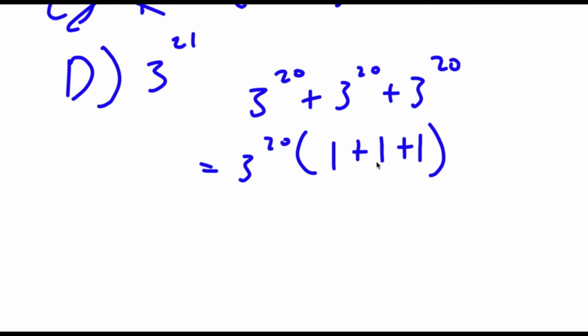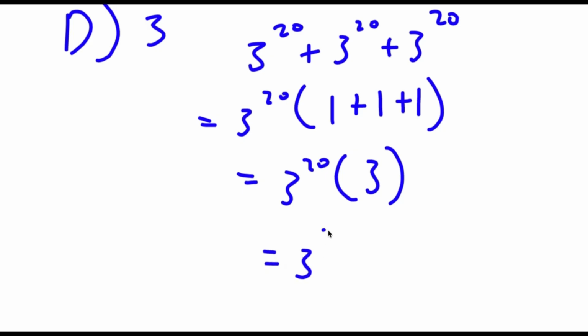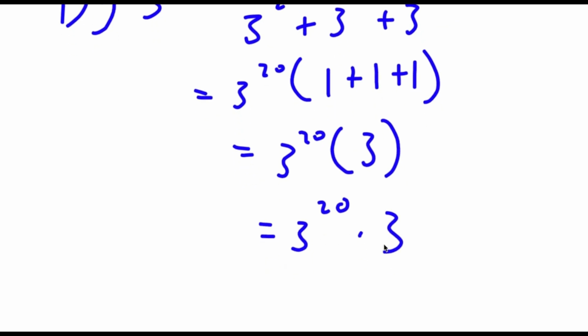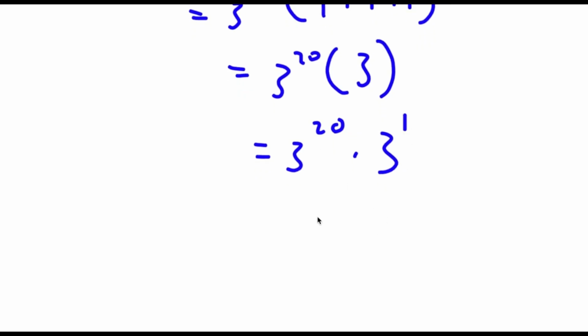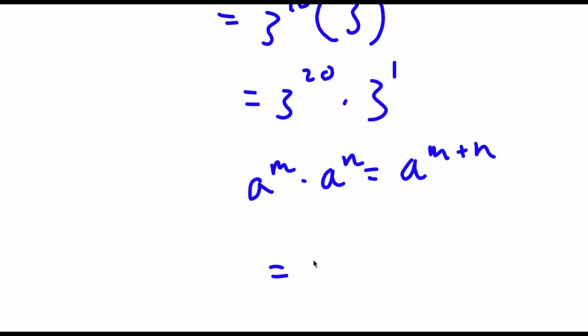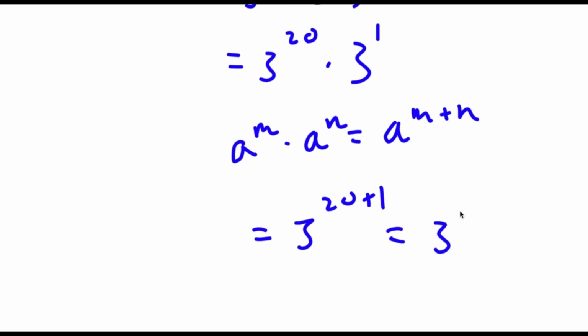Now, if I simplify this in the parentheses, I get 3 to the power of 20 times 3. And write this as 3 to the power of 20 times 3. And now 3 here, this is the same thing as 3 to the power of 1. Now, if I have something in the form a to the power of m times a to the power of n, this is the same thing as a to the power of m plus n. So in this case, this is going to equal 3 to the power of 20 plus 1. And now this is equal to 3 to the power of 21. So this is my answer.